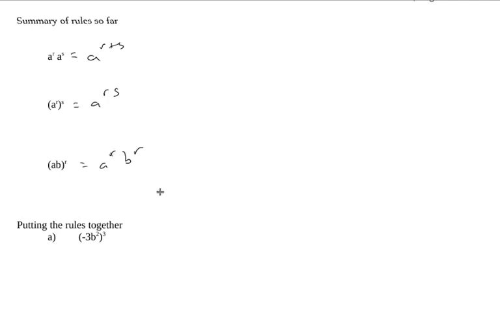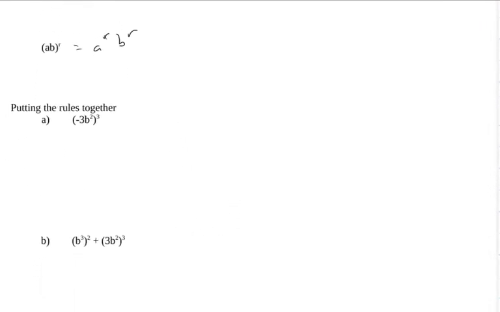So a to the r, b to the r. These are the three things we're doing so far. You'll notice we add the exponents when we have the same base repeated multiple times. We multiply the exponents when we're raising something to a power repeatedly.